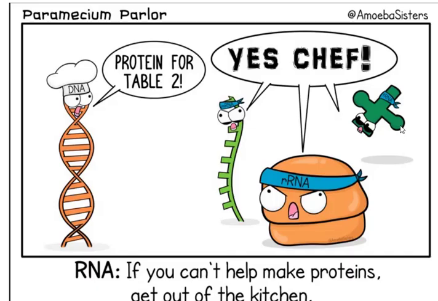Here's a nice little summary of all the things we talked about. The DNA is the boss. It's a double helix. It opens up, makes the messenger RNA. Messenger RNA needs ribosomal RNA to slide through. Transfer RNA is bringing in the amino acids. The RNA, if you can't make proteins, get out of the kitchen. So you have three kinds of RNA and DNA involved in protein synthesis.